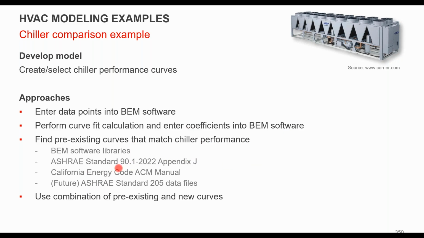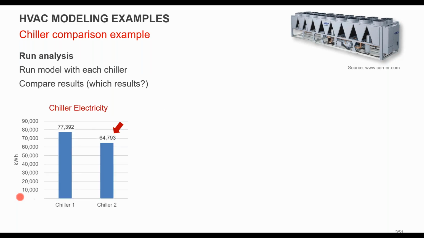The ASHRAE standard has a lot, and a lot of software has pre-packaged curves for different types of air-cooled chillers and water-cooled chillers. You can go look at the ACM manual in California. There's also good data there as well. Or you could have some combination of pre-existing and new ones. You could compare them again as a sensitivity. So you run the model with each chiller and you compare the results.